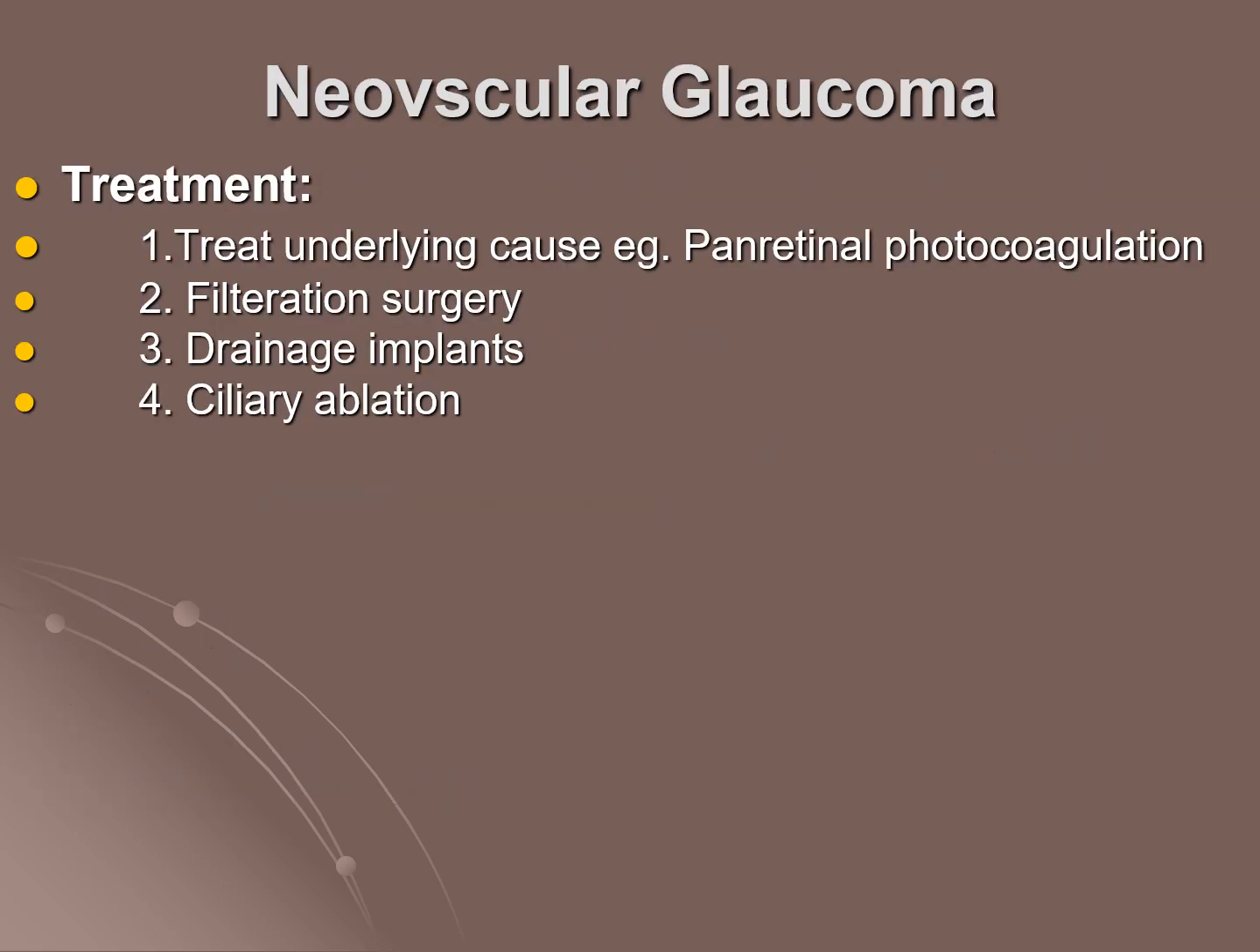So what is the treatment of neovascular glaucoma? The treatment is to treat the underlying cause. You do pan-retinal photocoagulation to divert the ischemia. Filtration surgery and drainage implants are the answer. But if they fail and the eye has no vision, you can ablate the ciliary body.